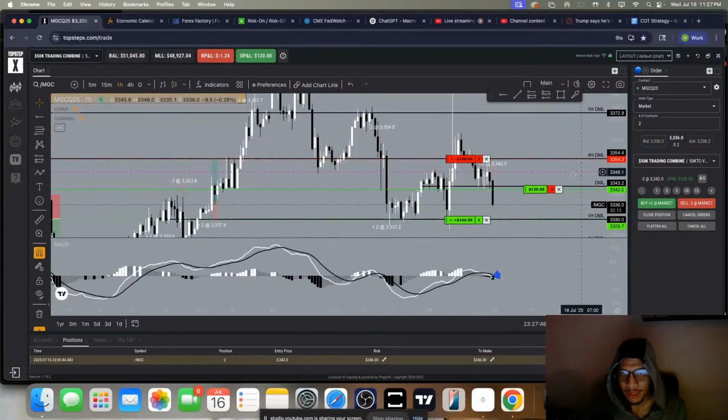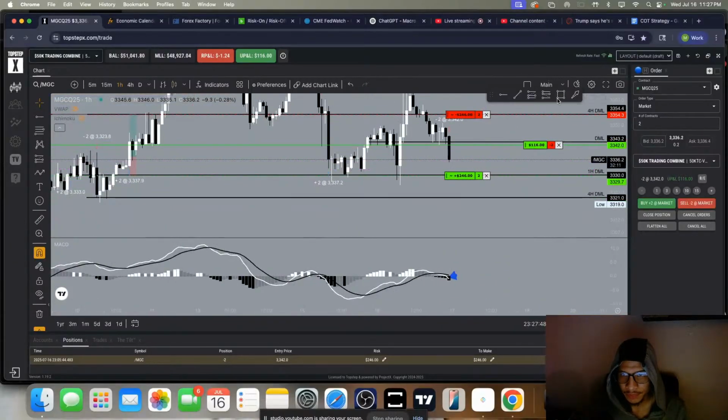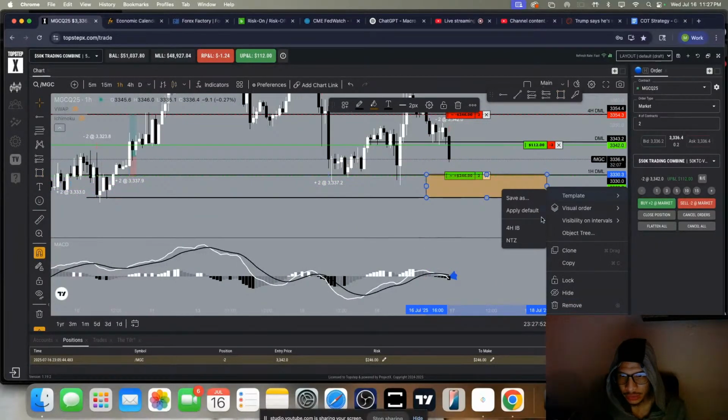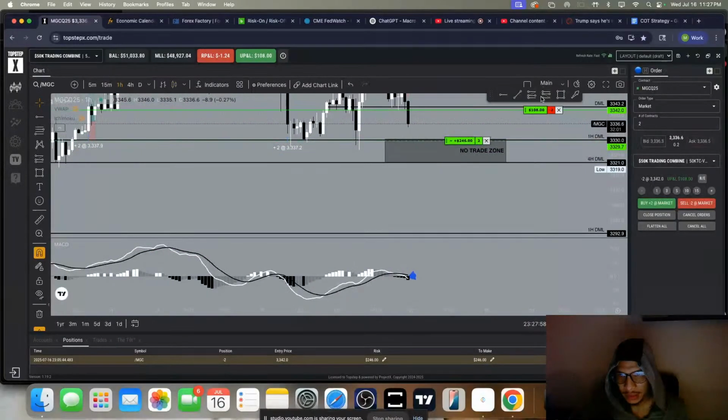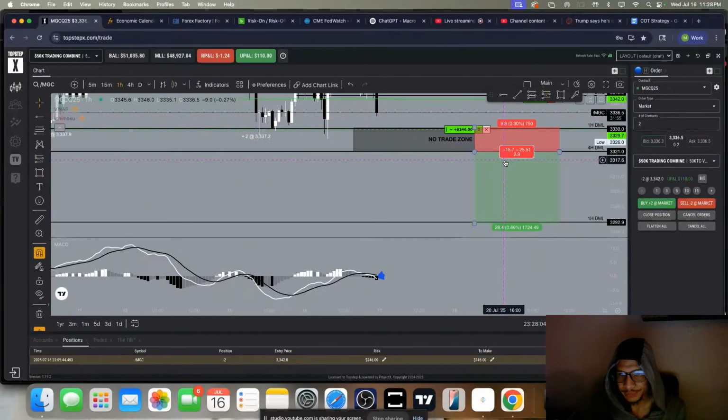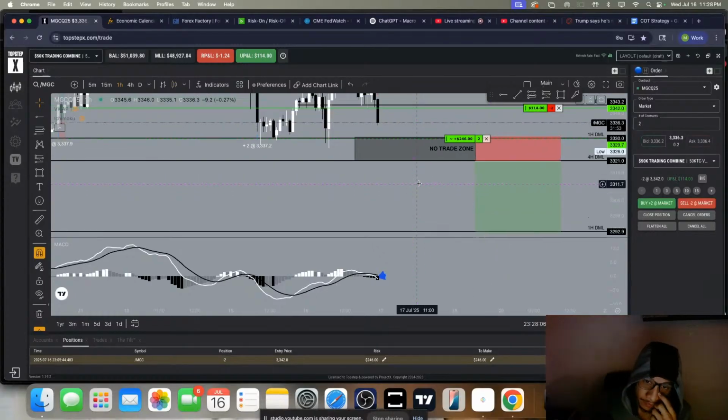On the hour, as price moves and gets in between this area, what I would deem as a no trade zone, right? I'm playing the break. Be looking for something like this. That's what I'd be looking for.